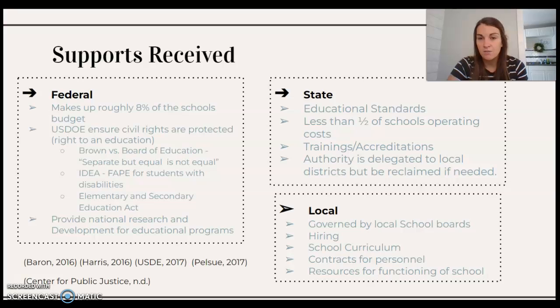And then state level, this is where we come up with our educational standards, our Common Core. The state level makes up then less than half of the school's operating costs. And at the state level, it really deals with the training and accreditations of the schools and the trainings with the teachers and making them the best we can. And then with the state level, it also deals with our credentials, our licensures, and what we need to have in order to meet the state requirements to be a teacher. And then with the local, most of us, or pretty much all of us, are governed by our local school boards. The local level deals with the hiring, the school curriculum, the contracts for personnel throughout the district, and then the resources for functioning of the school on a daily basis.